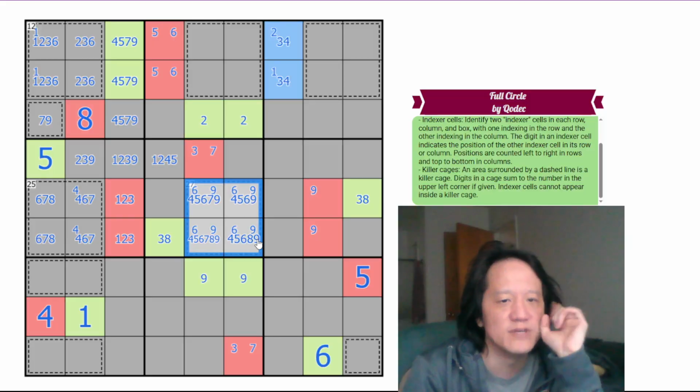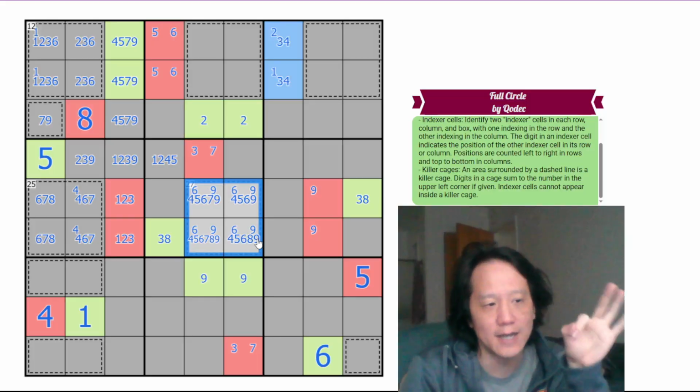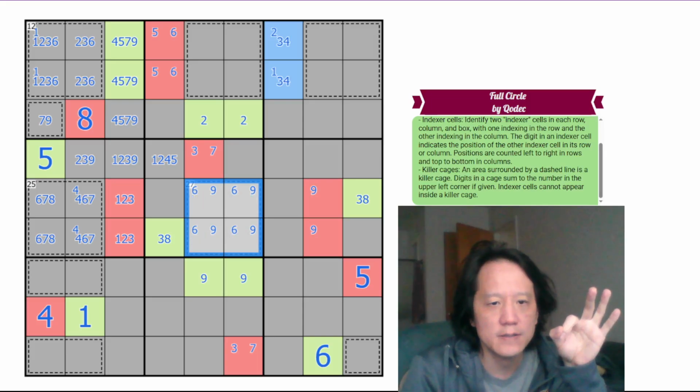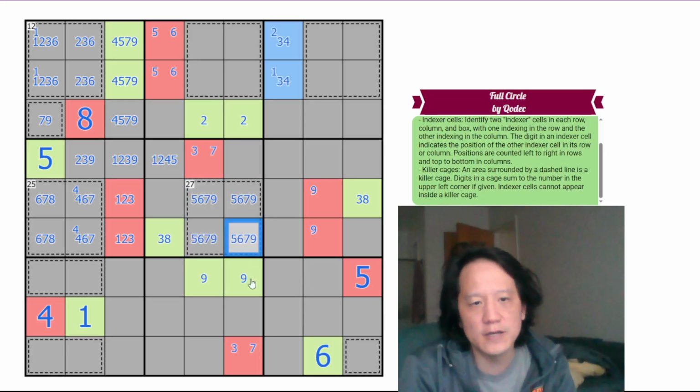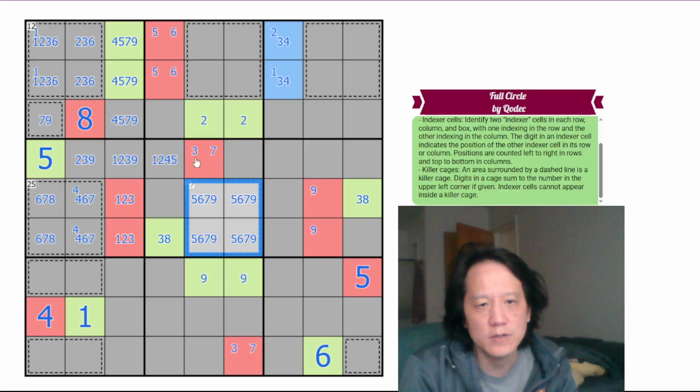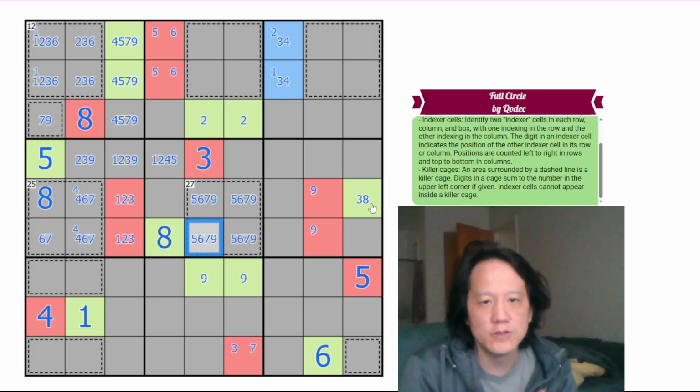So this has to be 5, 6, 7, 9, adding up to 27, which means this can't be 7. This is 3, which means this can't be 3. That's 8, which means this can't be 8 here. Therefore, this is 8 here. That eliminates 8 here, so this is 3. That means it's pointing to the red here, so this cannot be red here. This is gray, which means this is a 9, so none of these can be 9 here.